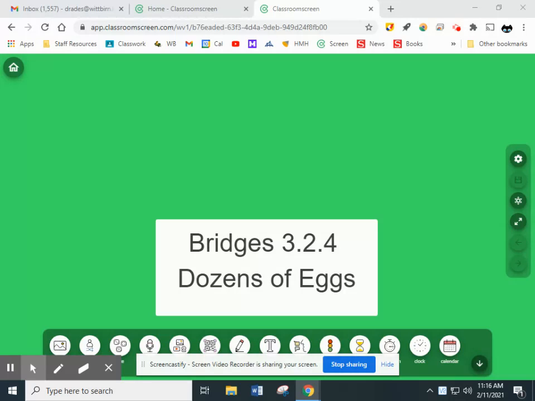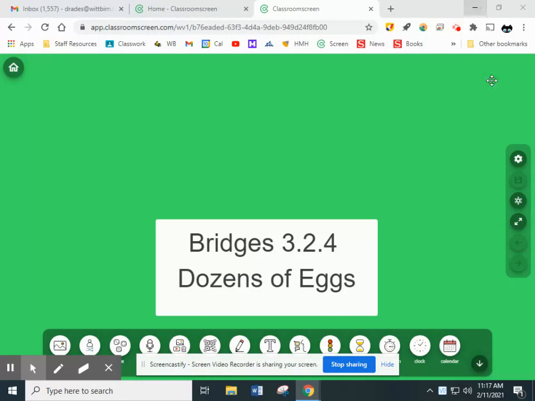Okay, so a dozen means 12, but this is dozens. So what does that mean? Millie? More than one? More than 12. There we go. Okay, our story, or should I say our game, begins in our workbook on page 104.